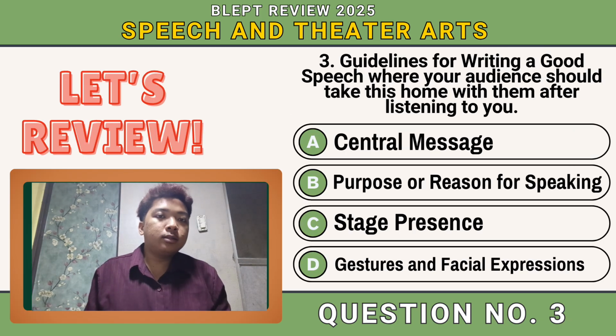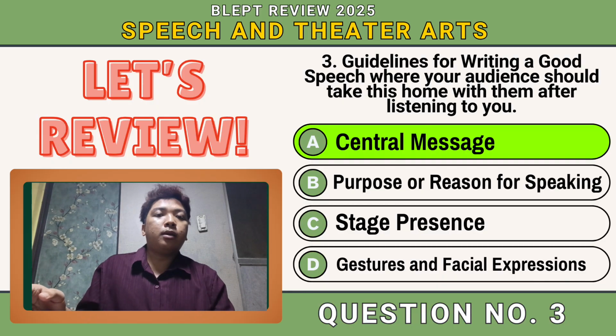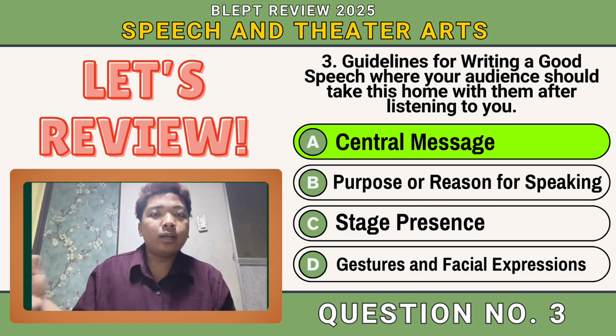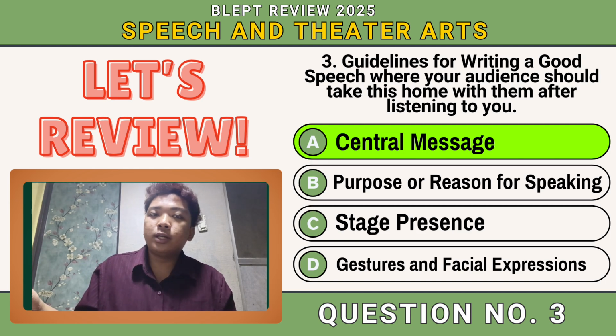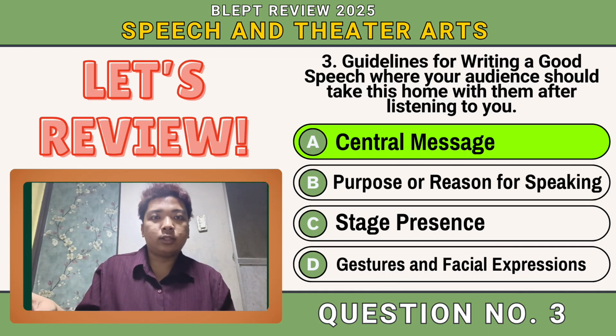The correct answer is letter A, central message. So when we are writing a good speech, your speech must have a central message that your audience can use for their daily lives. So why is it not letter B, purpose or reason for speaking? Because purpose or reason for speaking focuses on why you will give a talk. In writing a good speech, you must have a purpose or a reason to speak, trying to persuade your audience or sharing information or knowledge to your audience.